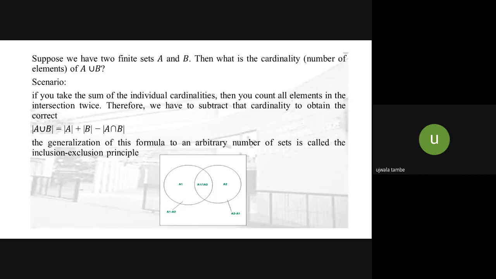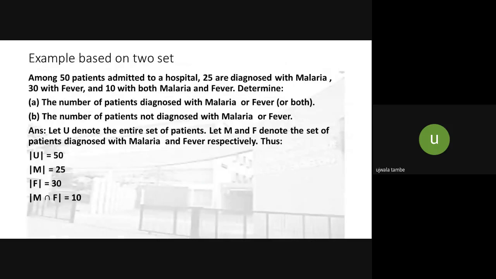Okay, and how many total elements are there in the two sets, set A plus set B? 10, right? So here we have to subtract the intersection part from the whole. Is it clear? Yes, okay. So in this diagram, this is set A, this is set B, and this is the intersection part. So this is our example.